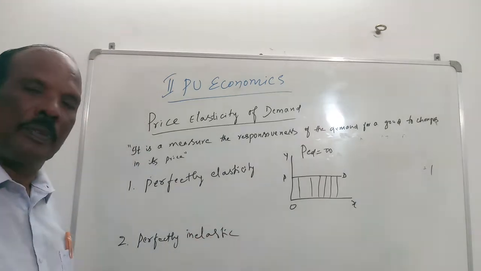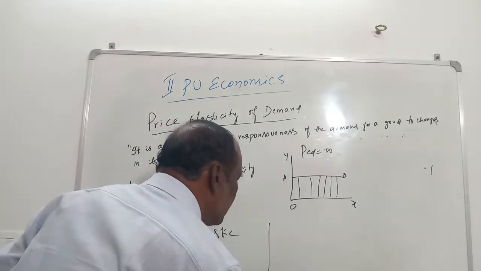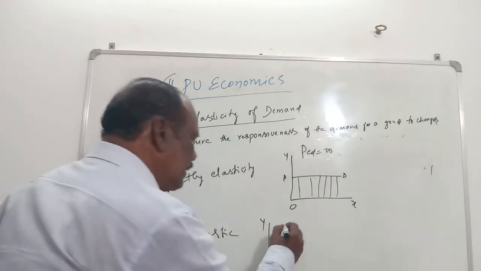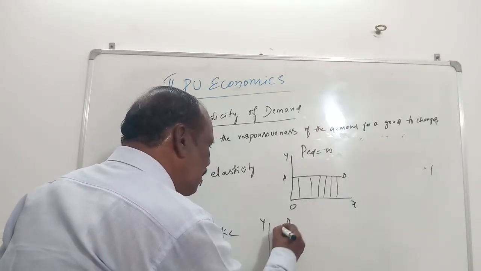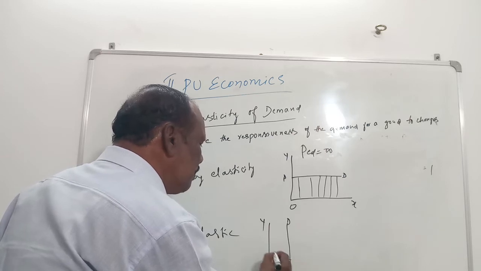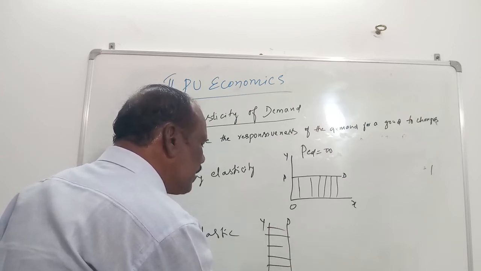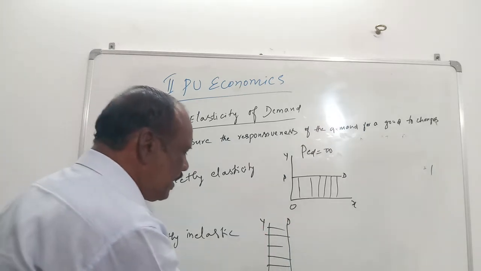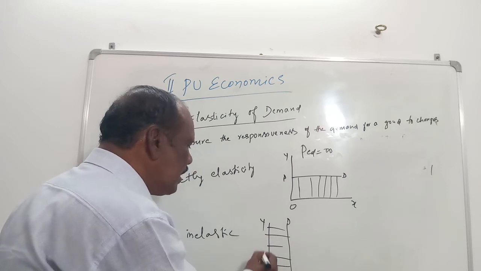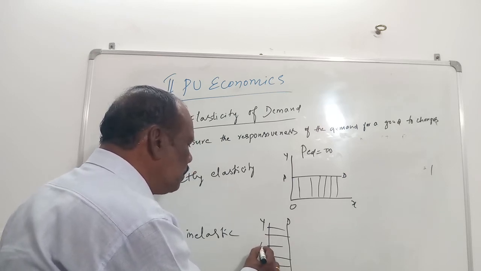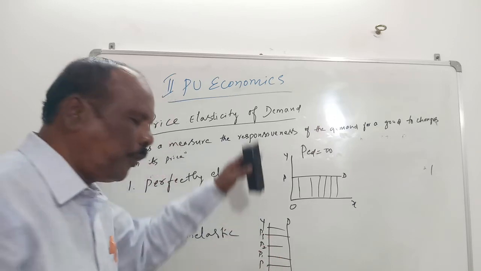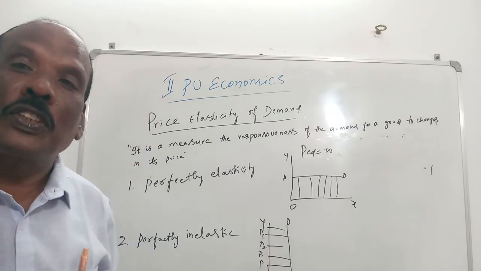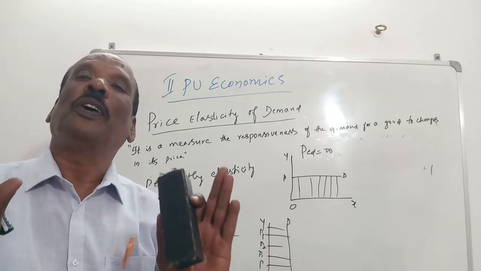Perfectly inelastic. So here in this case, this is x-axis, this is y-axis, and this is the demand curve. Whatever may be the changes in price, the demand doesn't change. It remains constant. So price goes on changing, P1, P2, P3, P4 like that, but quantity remains same. In this case, what will be the shape of the demand curve? The demand curve is vertical.